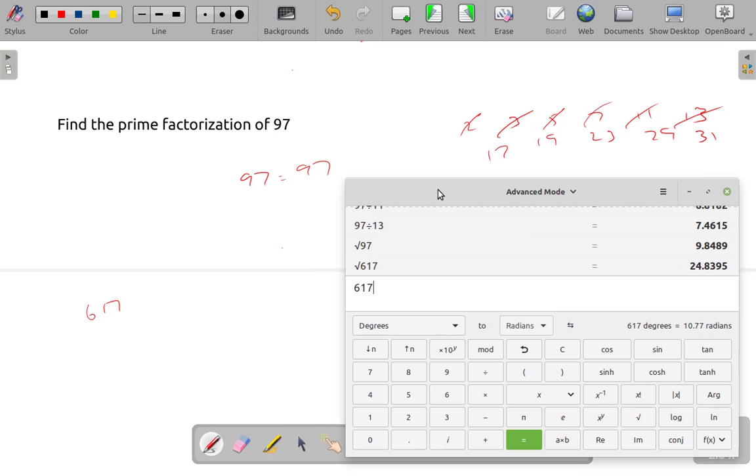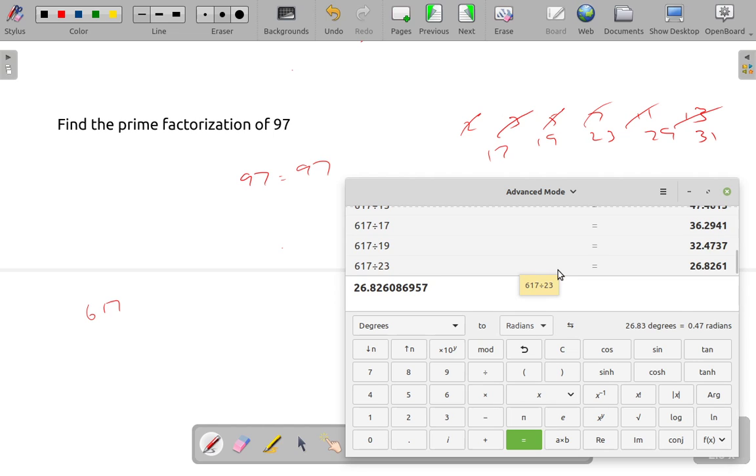617, well, it's clearly not divisible by 2. Divide by 3 doesn't work. Divide by 5 doesn't work. Divided by 7 doesn't work. Divided by 11 doesn't work. 13 doesn't work. 17 doesn't work. And what was the square root? Square root of 617 was 24 point something. Okay, so I do need to check 19. 617 divided by 19 doesn't work, and 617 divided by 23 doesn't work.